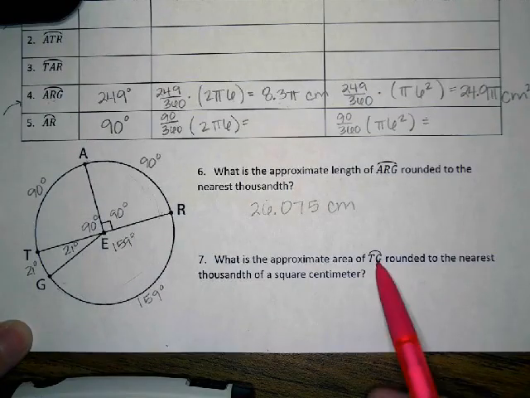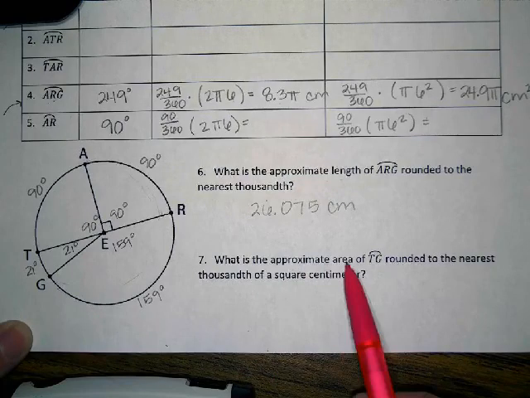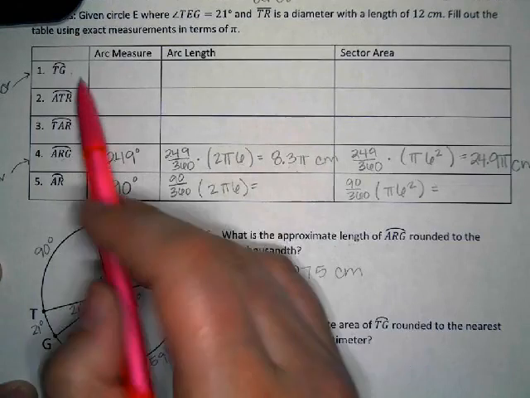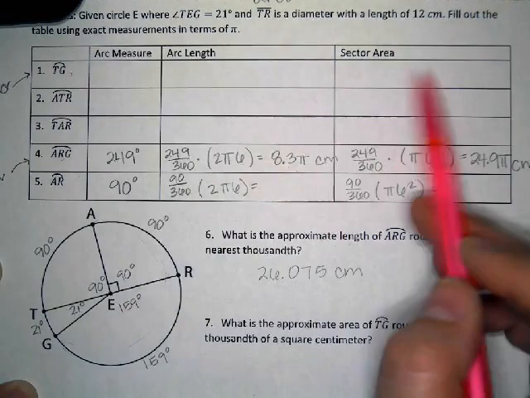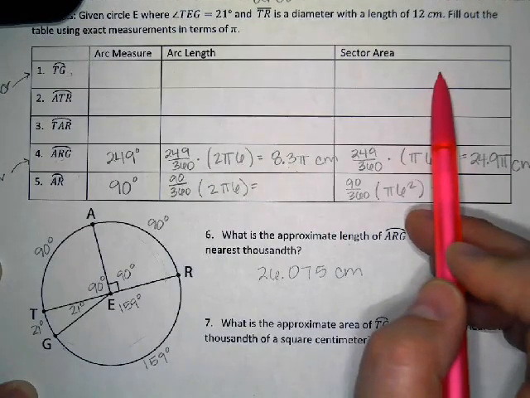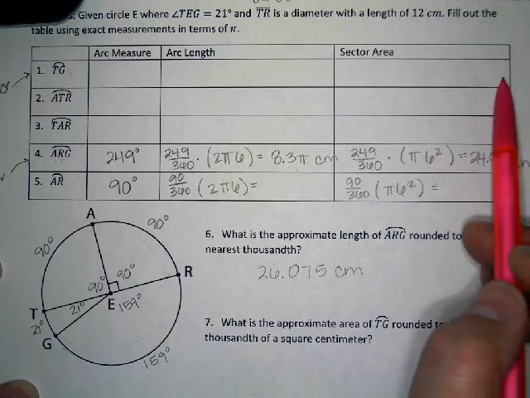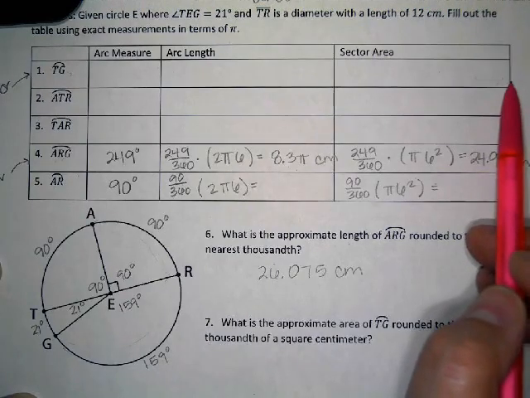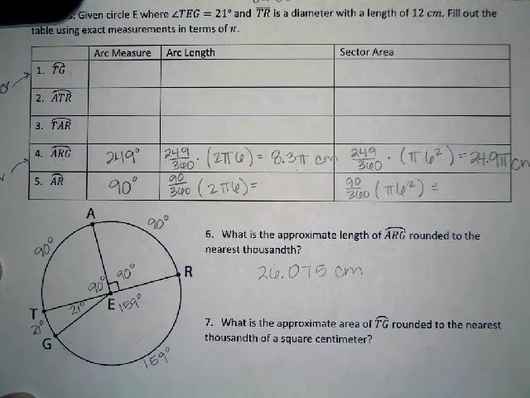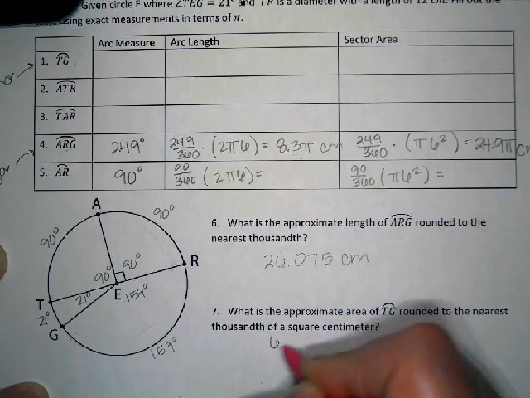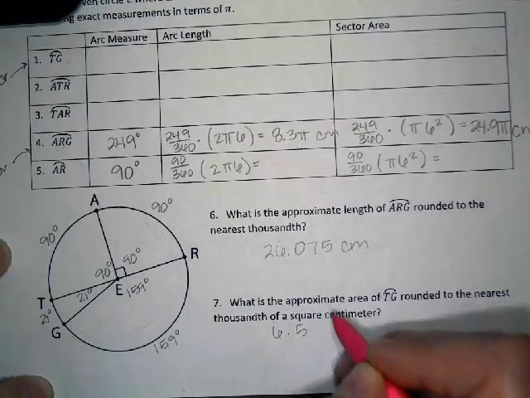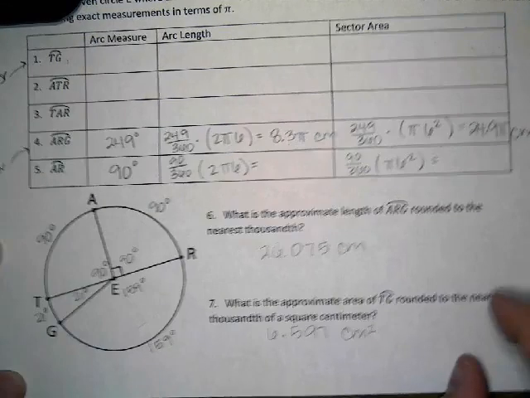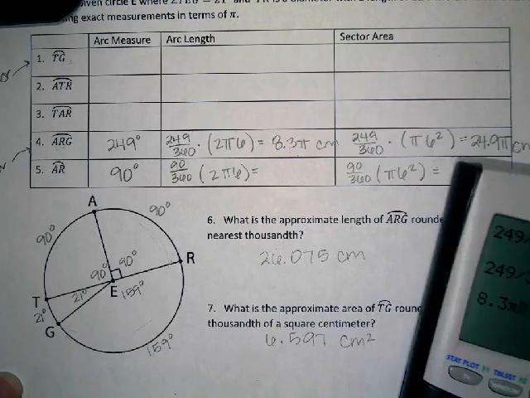Then it says, look at TG. What is the approximate area of TG rounded to the nearest thousandth? So we're going to go to TG. We're going to go over to the sector area that you already found, and we're going to take the answer from that and plug it in. So plug the number in, plug the pi in, see what that decimal is. 6.597, is that what we got? 6.597 centimeters squared. Okay. Everyone comfortable with those answers? We could get those? Yeah.